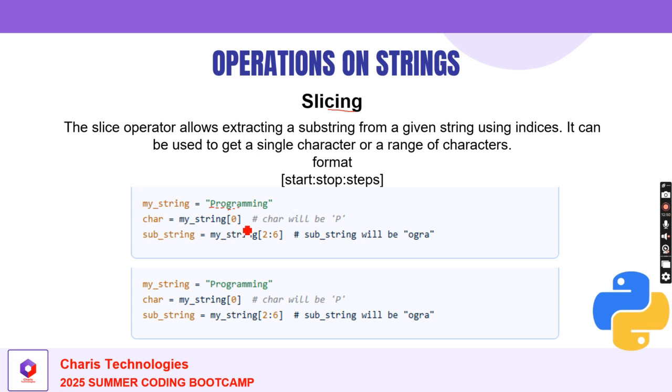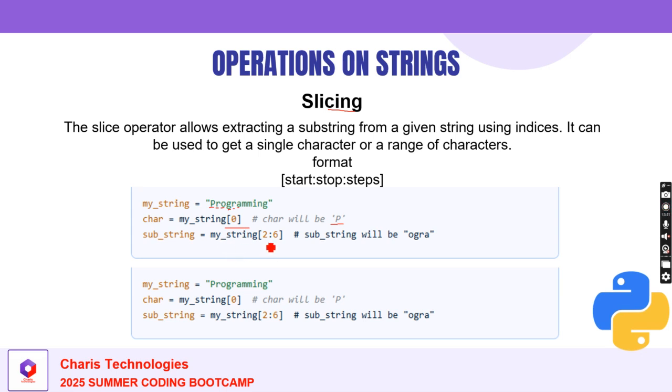So if you print my string and then you put this 0 in the square brackets, it means print the character that is at the 0th index, which is the first character here, which is P. So the output will be P, right?